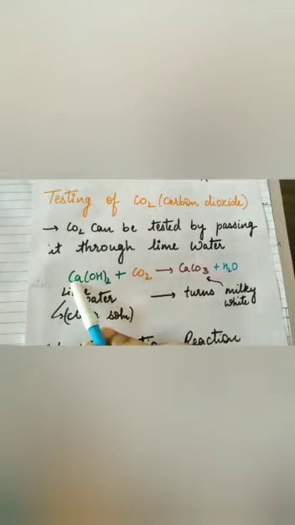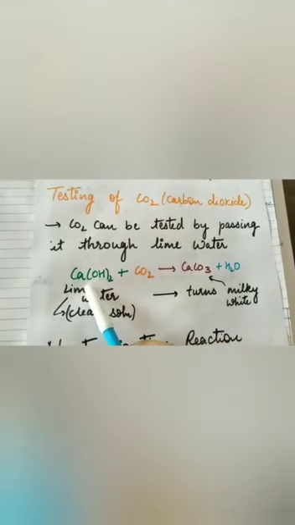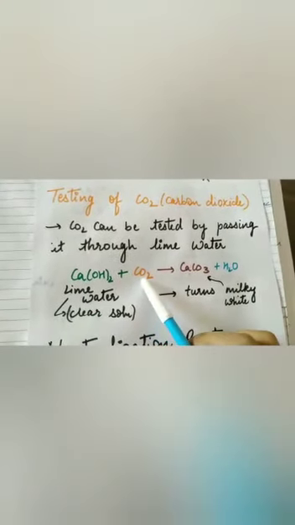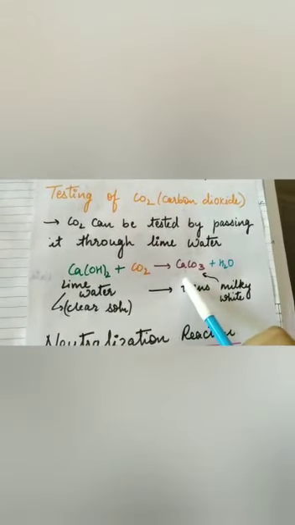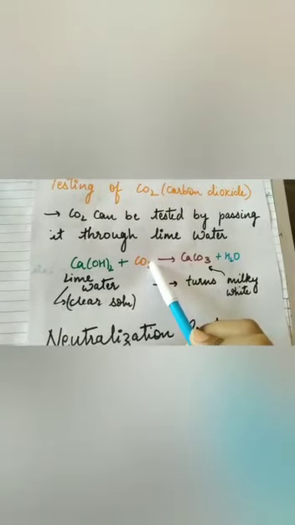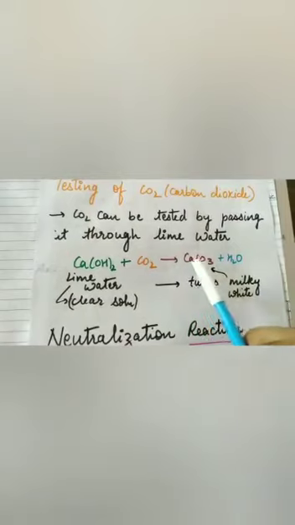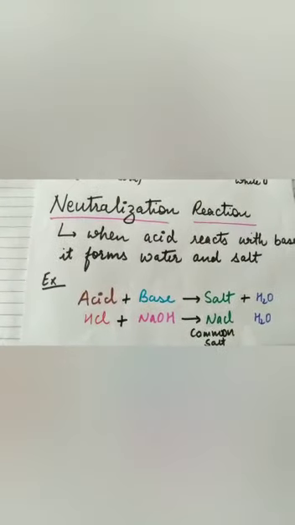When carbon dioxide is passed through this solution, it turns milky. What is lime water? Lime water is calcium hydroxide. When carbon dioxide is passed through calcium hydroxide, this reaction takes place: calcium carbonate is formed and water is formed. Calcium carbonate is milky white in color. So when carbon dioxide is passed through lime water, it turns milky due to the formation of calcium carbonate. Now next is the neutralization reaction.